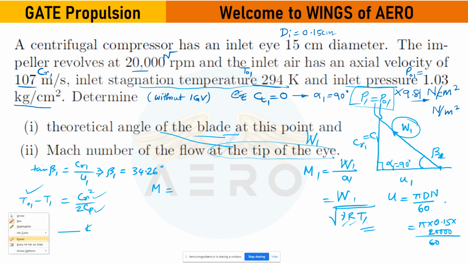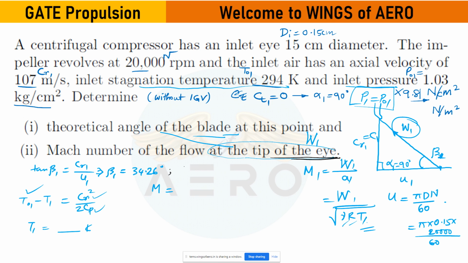Could you follow that? First of all, they ask the Mach number of the flow at the tip of the eye. Tip of the eye means when it is entering the blade. Now first, tell me what is W1. How can you find W1? You know the angle. You can use either of the relations, right?